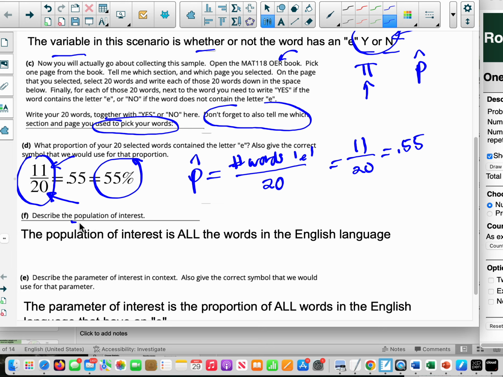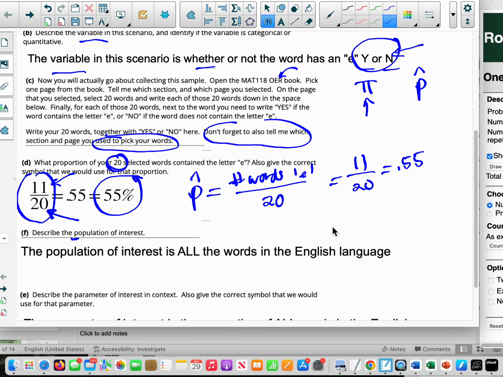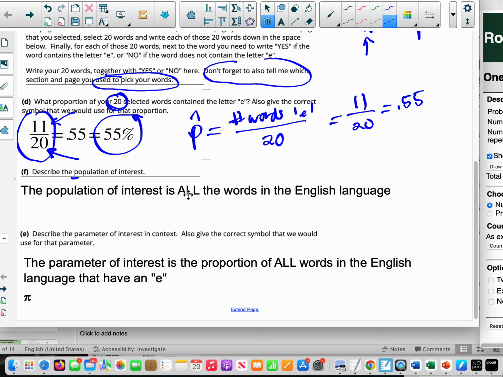So now I want to describe the population of interest. When I'm talking about the population, I'm talking about all the things that I'm interested in. Remember, when I take my sample, I just sample some of the things, but the population is all the things. I'm interested in what percentage or proportion of words in all the English language. So the population of interest is all the words in the English language. I never include here anything about the parameter I'm interested in. I just talk about all the things that I'm interested in.